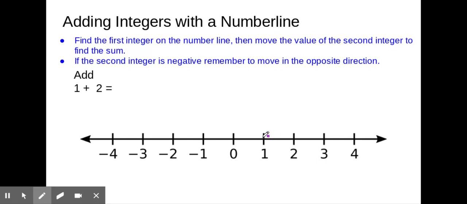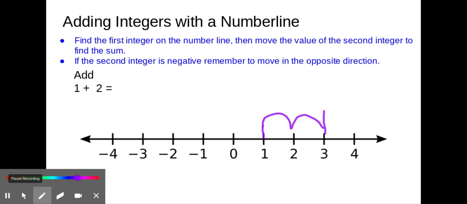So we'll find 1 on the number line. Here's 1. And then it says plus 2. So I'm going to add 2, the value of 2 to this 1. So I'm going to add 1 spot, 2 spots. Now this is addition, right? So we will be moving to the right, or our body would be facing the right if we were walking down the number line, okay? So we're moving 2 spots to the right, 1, 2. And so 1 plus 2 equals 3.